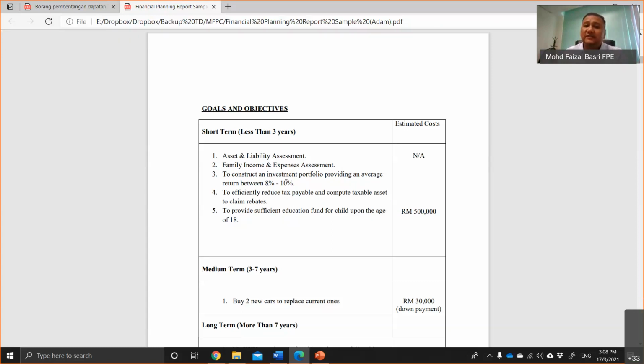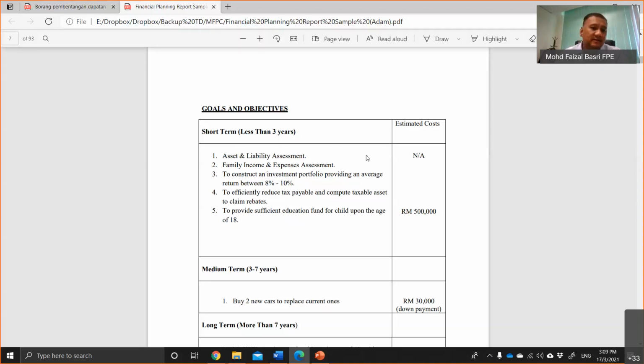Meaning achievable. But if you invest everything in, for example, fixed deposit, you will not achieve 8 to 10%, because fixed deposit will give you around 3 to 4% only, for example. So you need to invest somewhere with higher returns. That is what relates to the portfolio or investment. The rest may not relate, but you can see, the objective is to reduce tax payable, and also for child education, for example. So that's the short term objectives.